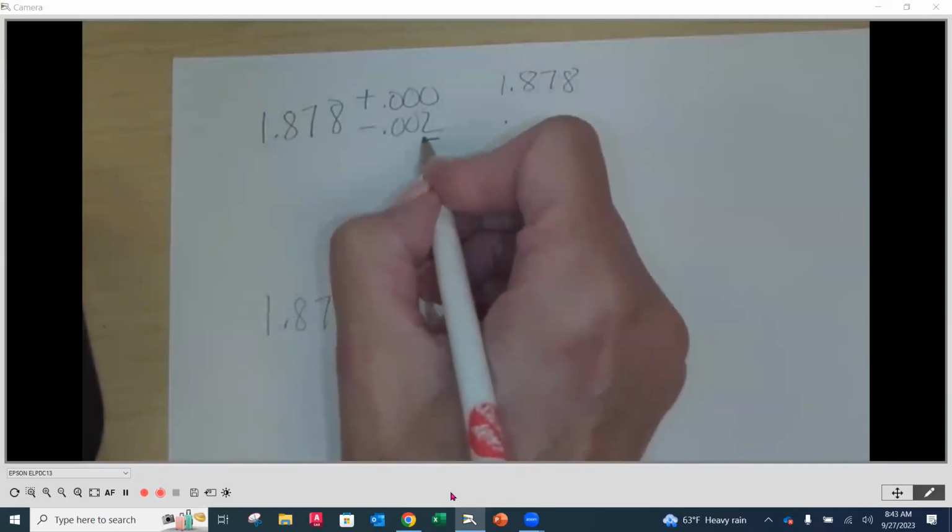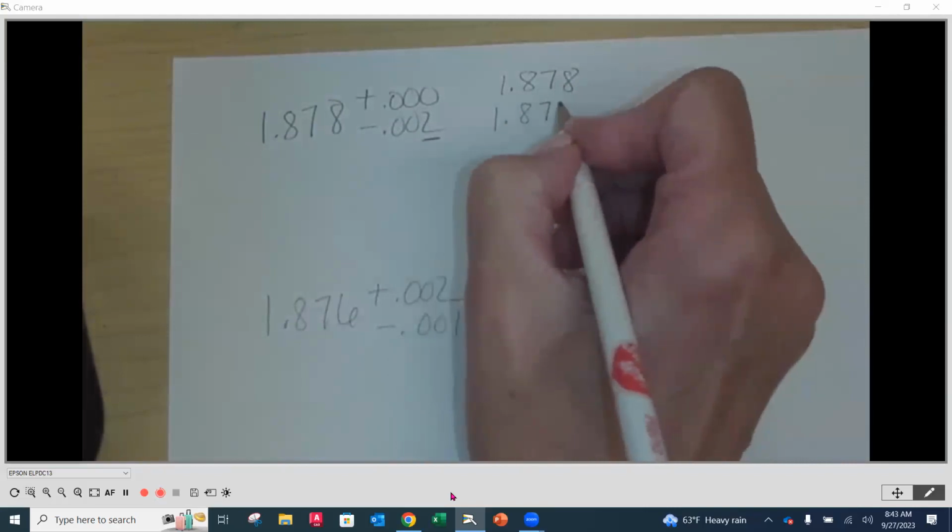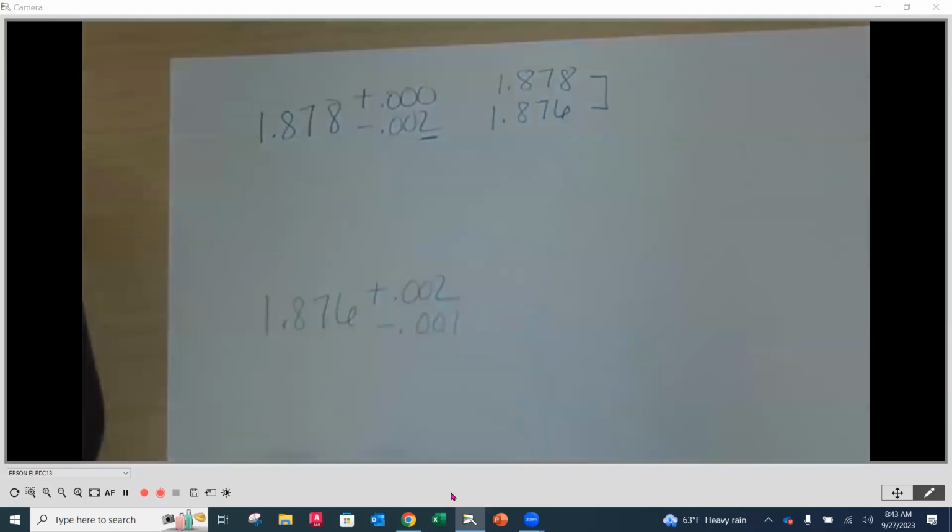Here's that thousandth space, right? So this is going to be 2,000. So this is going to be 1.876. These are the limits. This is the high limit and the low limit, creating the envelope which all of the dimensions have to be within along the entire length of that feature. Okay. Let's do the next one.